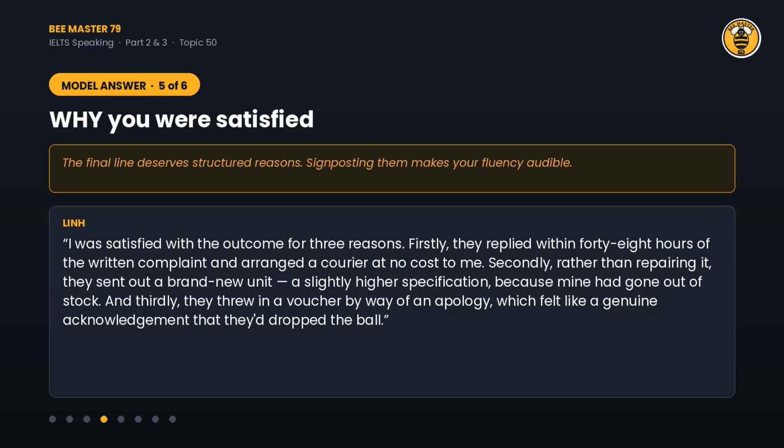Piece 5. The final line with structured reasons. I was satisfied with the outcome for 3 reasons. Firstly, they replied within 48 hours of the written complaint and arranged to courier at no cost to me. Secondly, rather than repairing it, they sent out a brand new unit, a slightly higher specification, because mine had gone out of stock. And thirdly, they threw in a voucher by way of an apology, which felt like a genuine acknowledgement that they dropped the ball.